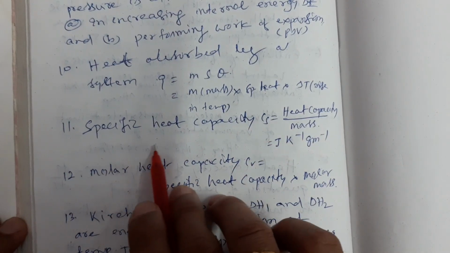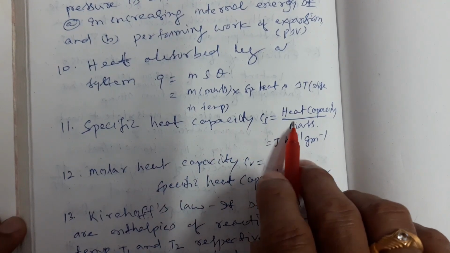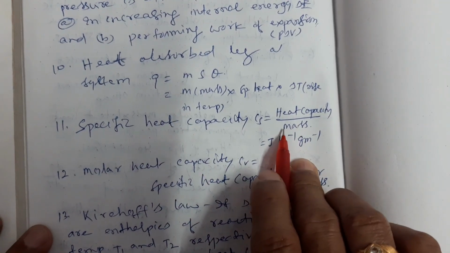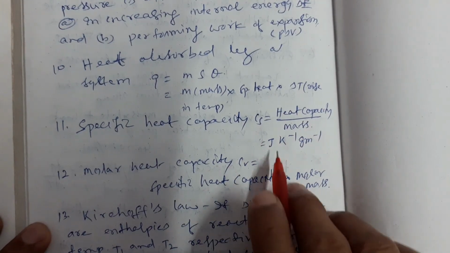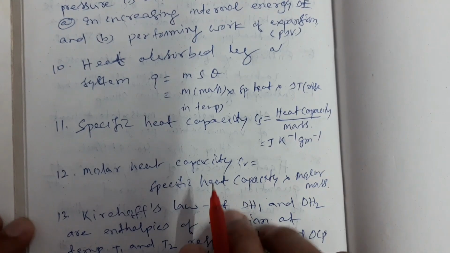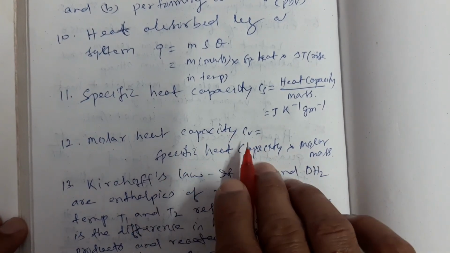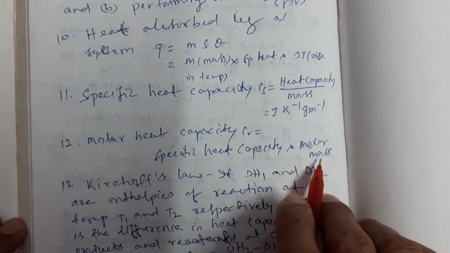Next, specific heat capacity. What is specific heat capacity? Cs is equal to heat capacity by mass. Heat capacity is in joule per Kelvin, mass in gram, so the unit is joule per Kelvin per gram. Then molar heat capacity is specific heat capacity multiplied by molar mass.